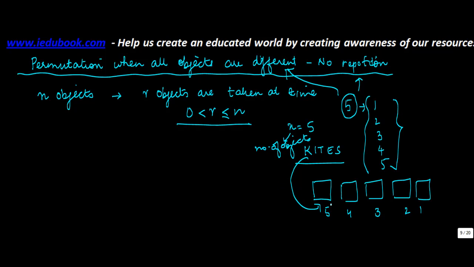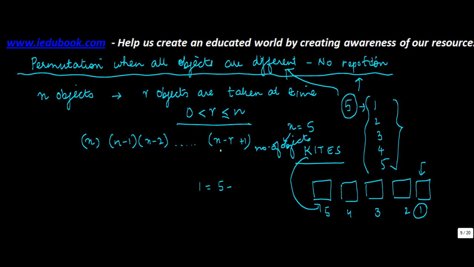So if you see, basically this first number is equal to N, into N minus 1, into N minus 2, and it goes on, and in the last it becomes N minus R plus 1. So basically the first is equal to N, which is 5. Here, how many objects did you take up?